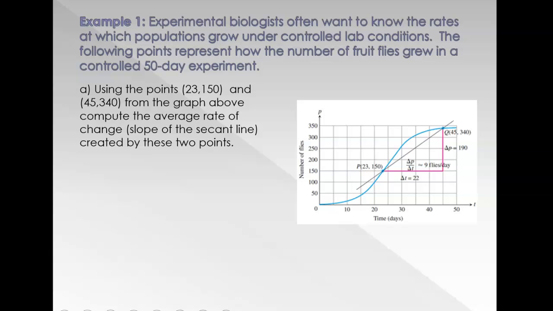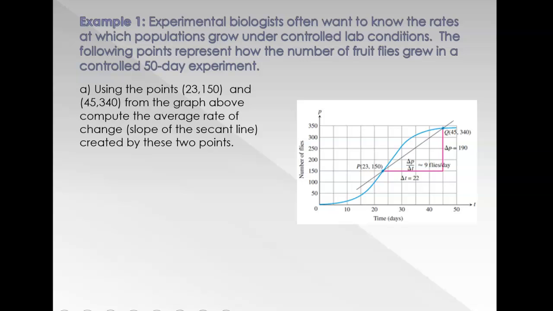There are biologists who like to study the growth of populations. An easy population growth is fruit flies. Fruit flies grow exponentially fast and are horrendous to get rid of. So the following represents the number of fruit flies that grew in a controlled 50-day experiment. We're given the points 23, 150 and 45, 340 from the graph to the right. Compute the average rate of change, or AKA the slope of the secant line, created by these 2 points.